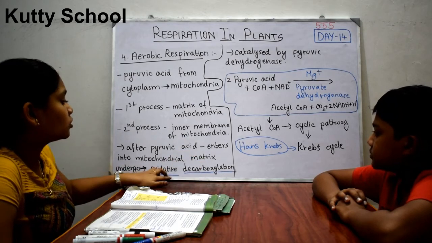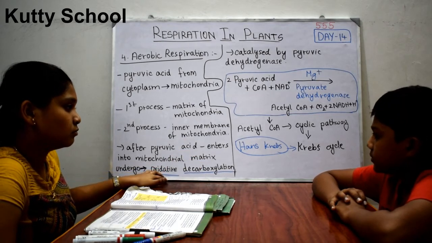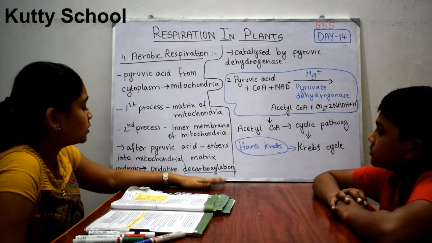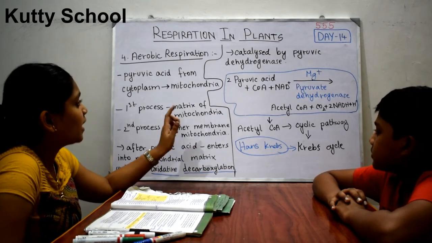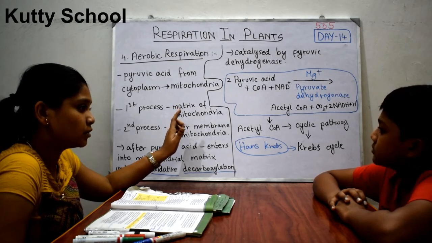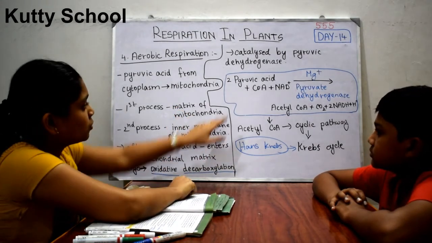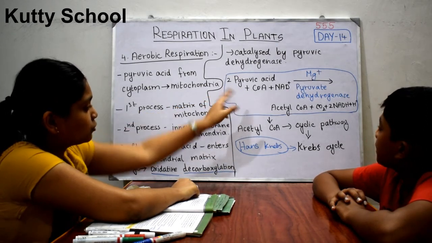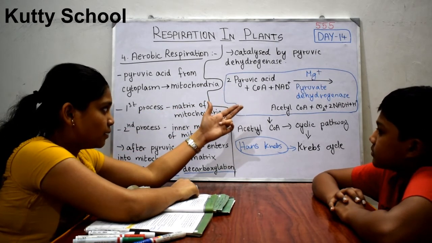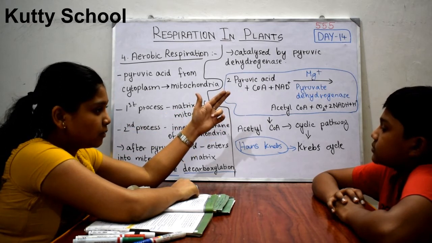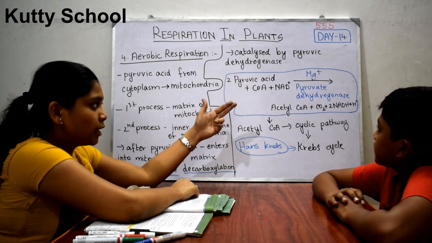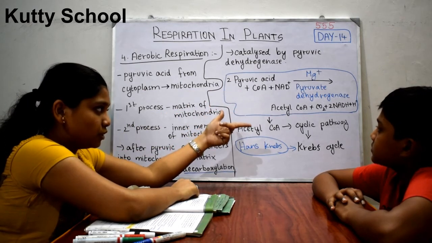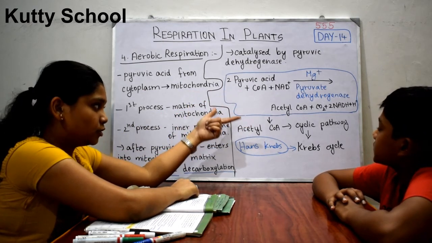It undergoes oxidative decarboxylation. This oxidative decarboxylation is catalyzed by pyruvate dehydrogenase by this reaction: 2 pyruvic acid plus coenzyme A plus NAD plus, in the presence of magnesium ion and the enzyme pyruvate dehydrogenase, produces acetyl coenzyme A, the release of CO2 and 2 NADH plus H plus.